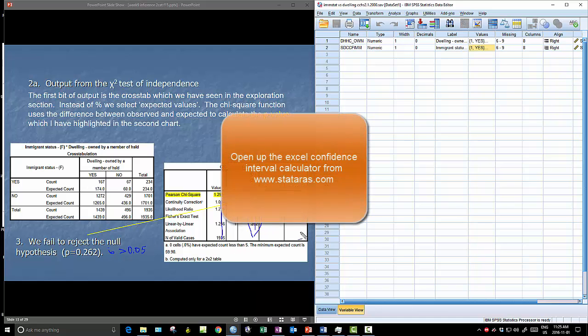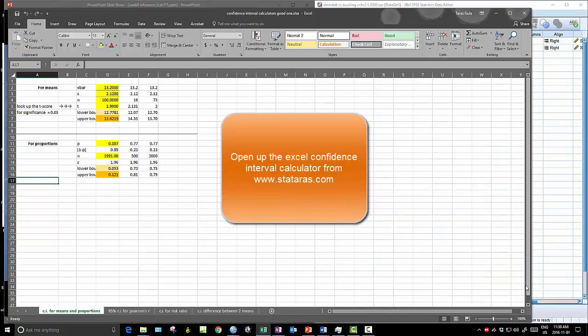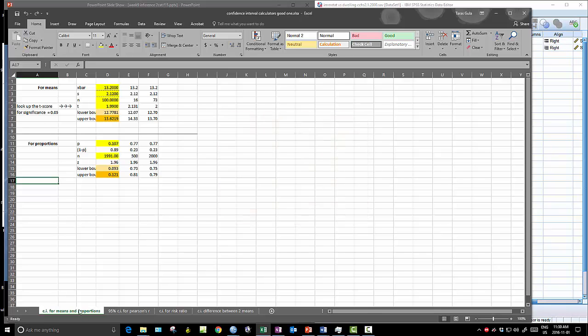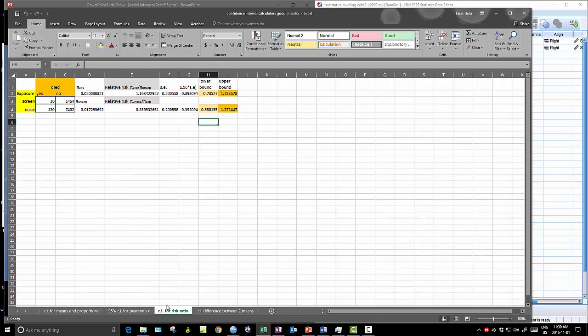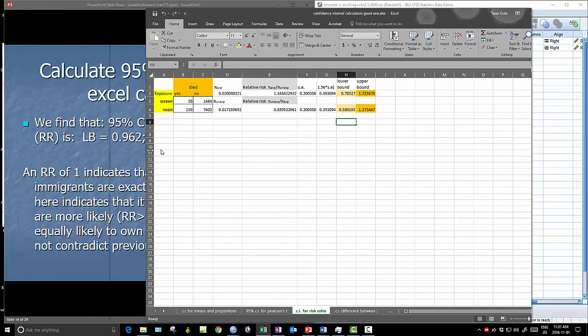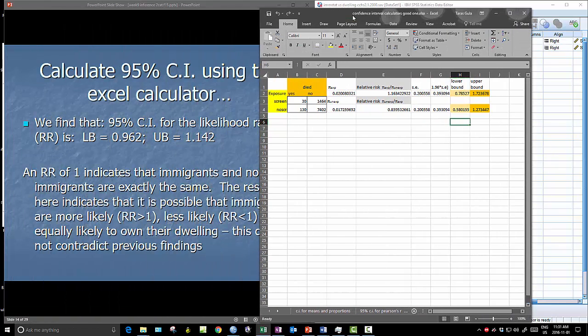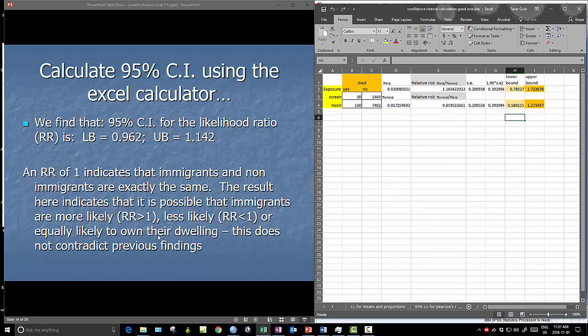The next step, we're back. And we're going to look for the confidence interval for the relative risk ratio. There it is. And what do we need? How do we use that? Well, we have to go back to the slide.